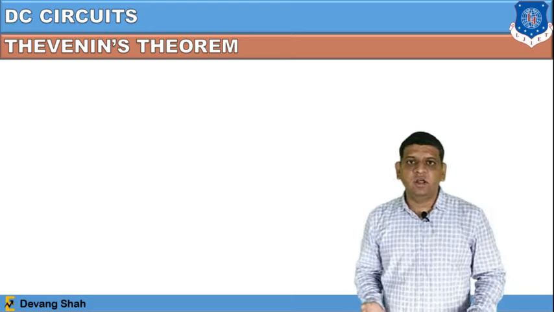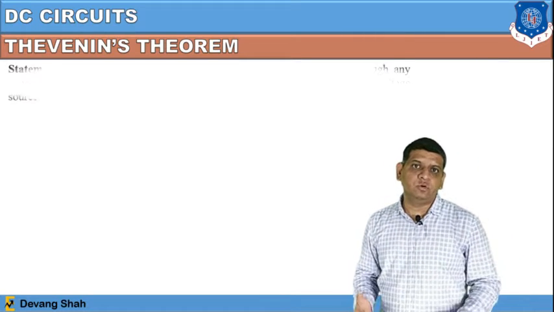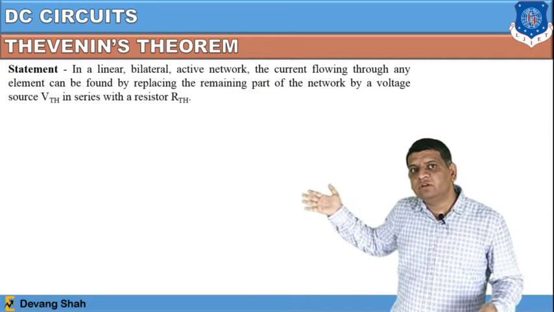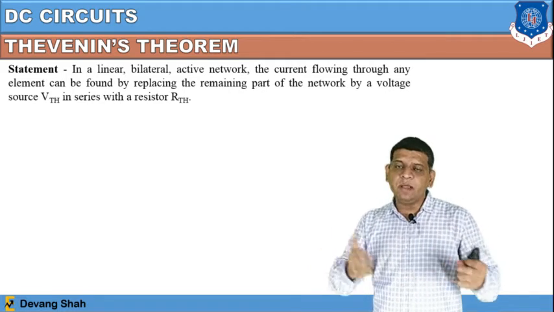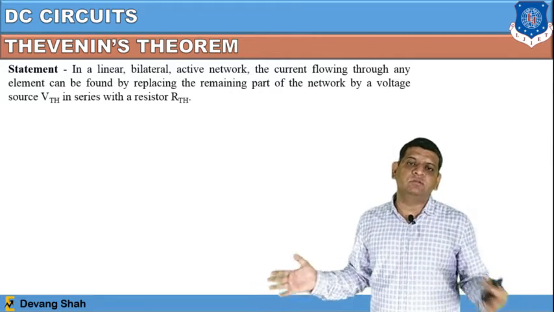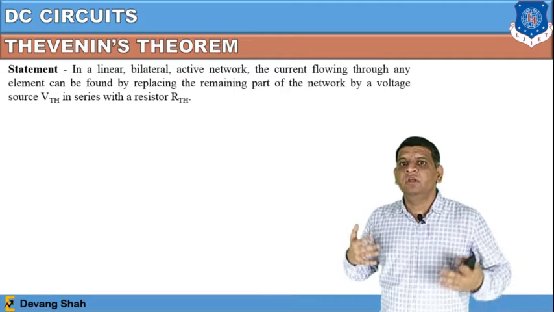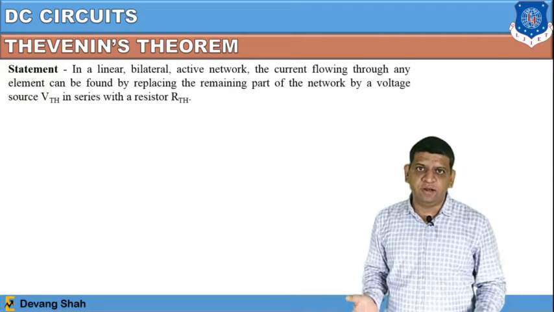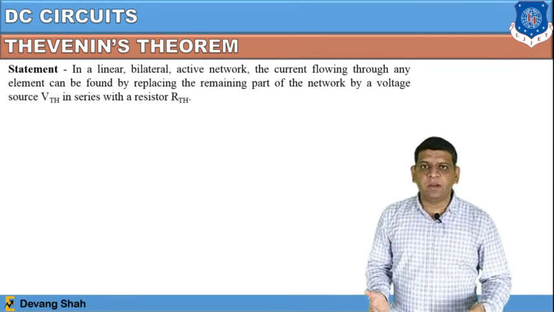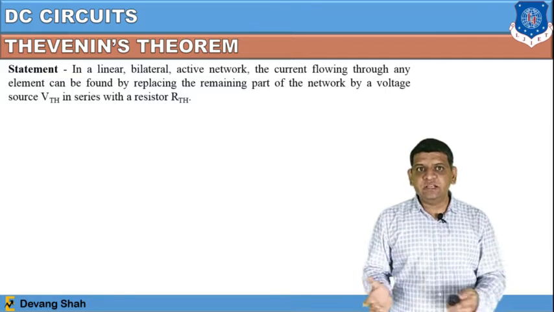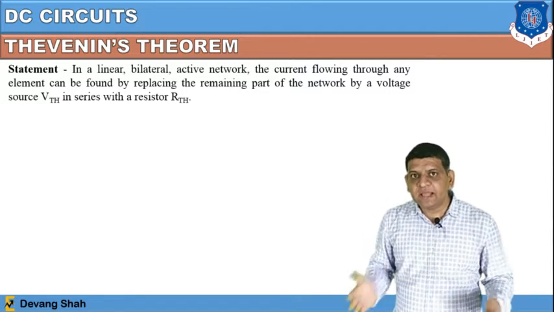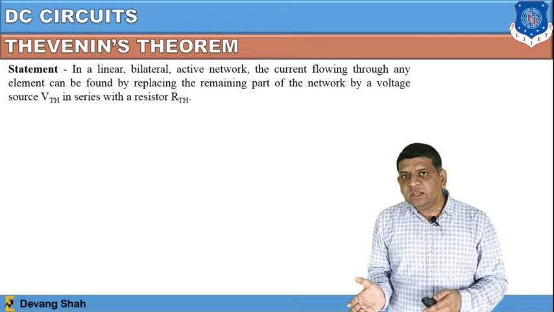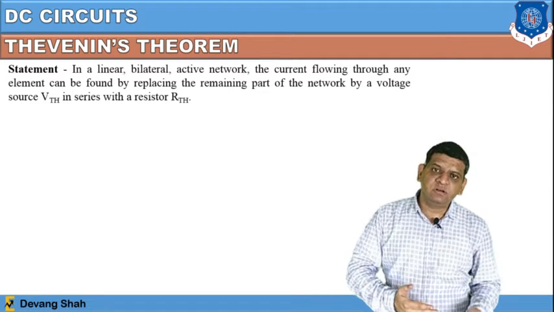Now we'll start with our main theorem, which is called Thevenin's theorem. Let's look at the statement of Thevenin's theorem, which applies to a linear bilateral active network. What do we mean by a linear bilateral active network? It means a complete circuit containing a combination of resistors, in series or parallel combination. The statement is: in a linear bilateral active network, the current flowing through any element can be found by replacing the remaining part of the network by a voltage source VTH in series with a resistor RTH.